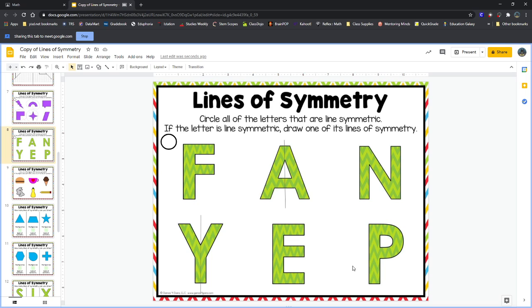The letter P, there's no line that I could draw either vertically or horizontally or diagonally that would show me two equal sides. So the only ones, let me grab my scribble tool, the only ones that would be the letter A and the letter Y. All my other letters would not, even though the E would be very, very close.